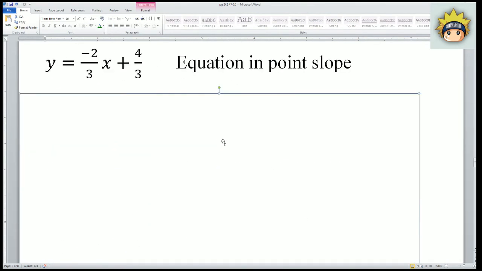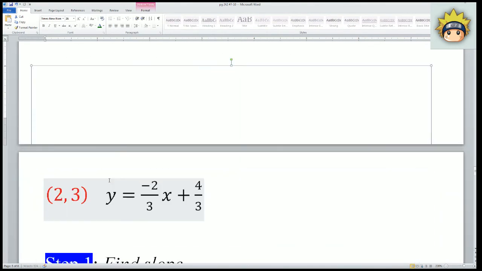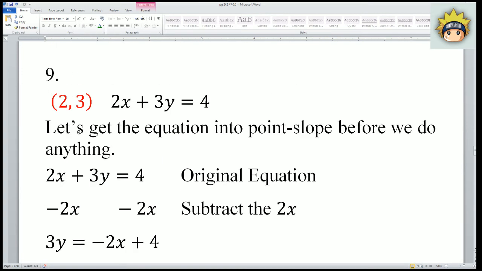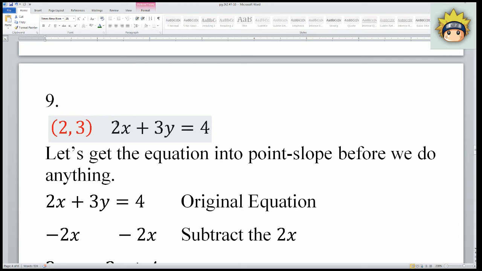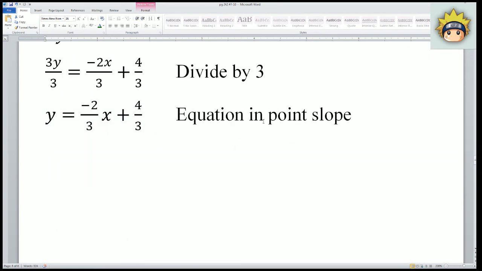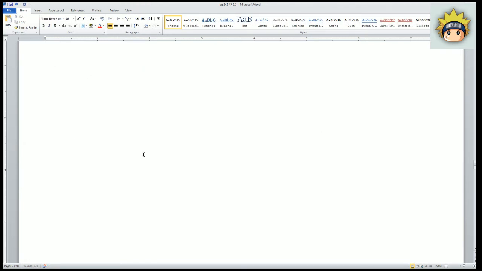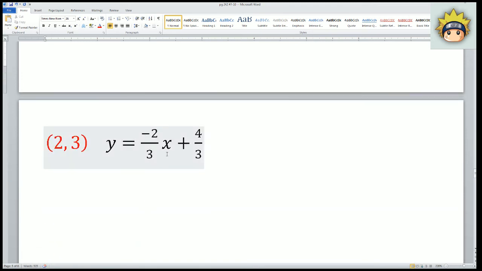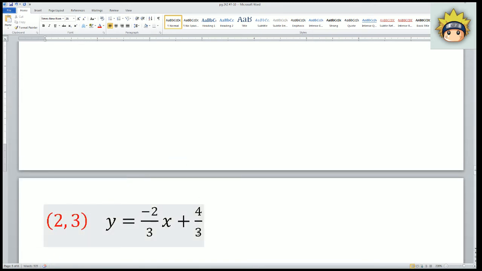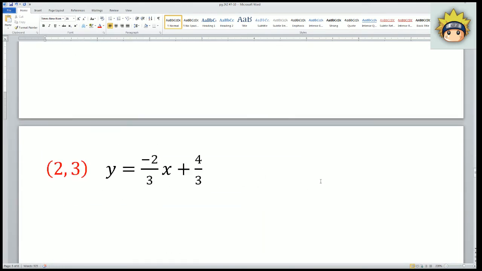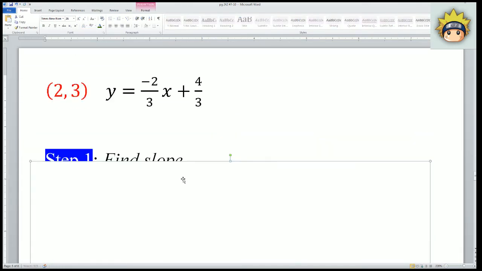Okay? Now it should look like this. Here's the point, 2, 3, same thing as before, but the difference is that this standard form is converted into slope-intercept form, which was negative 2 over 3x plus 4 over 3. Here's the work if you would like to see it. Now from here, we could automatically grab our slope, right?